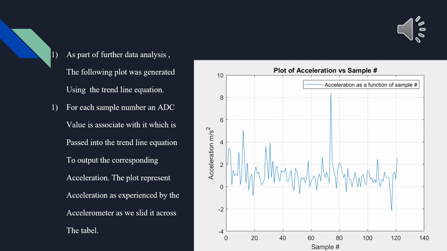As part of further data analysis, the following plot was generated using the trendline equation. For each sample number, an ADC value is associated with it, which is passed into the trendline equation to output the corresponding acceleration. The following plot represents acceleration as experienced by the accelerometer as we slide it across the table.